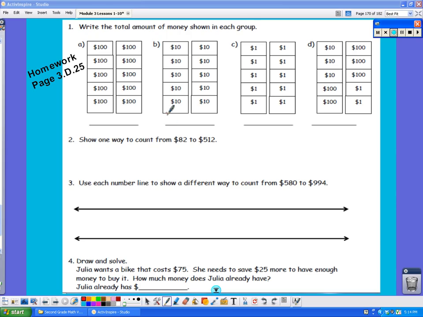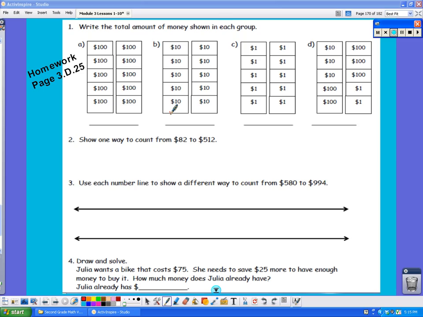In Lesson 9, we counted from $10 to $1,000 on the place value chart and the empty number line. So our homework number 1 says, write the total amount of money shown in each group. Letter A, as you can see, only has $100 in each box. So let's count by hundreds to find how much money is in each group.